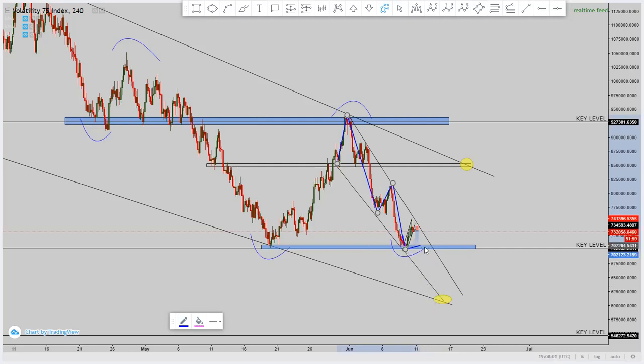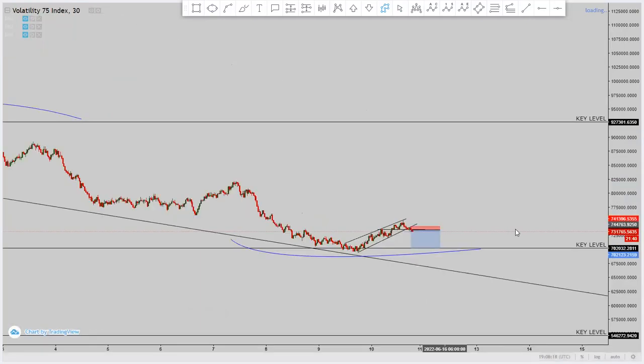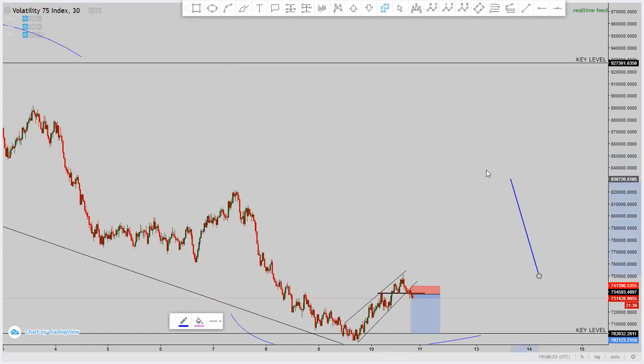But if it comes there and fails to break that key level, you simply need to come out and wait for what the market will be wanting to do. So basically, that is the structure for the VIX. That is the structure for Mr. VIX. So if you have any questions, you can ask before we wrap things up.